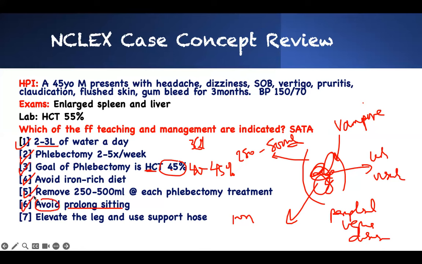Like you tell a peripheral venous disease patient to move the blood back to the heart. So don't stand for a long time. Don't sit for a long time. Just elevate your leg, move your calf so that blood can move. Elevate the leg and use support hose to push the blood back. The blood is so sluggish, it cannot go.